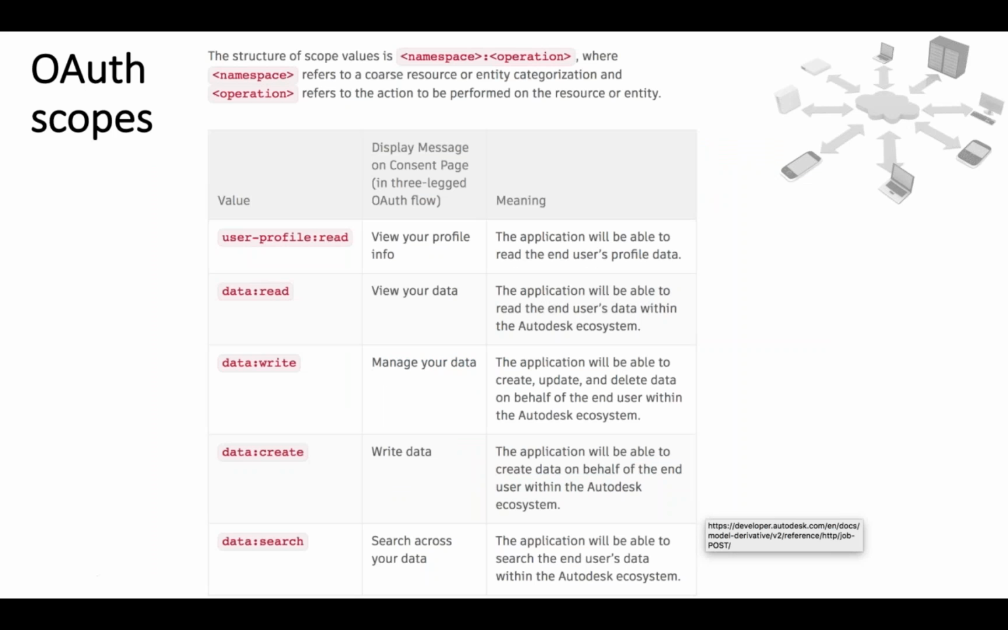The scopes are pretty straightforward. You can see here a list of the existing scopes. So we've got data read, for when the application needs to access the data for read. That's typically the case when you want to load some design in the viewer. Then you've got data write, data create, data search, when you need to place some data on the Autodesk cloud or on the storage service.